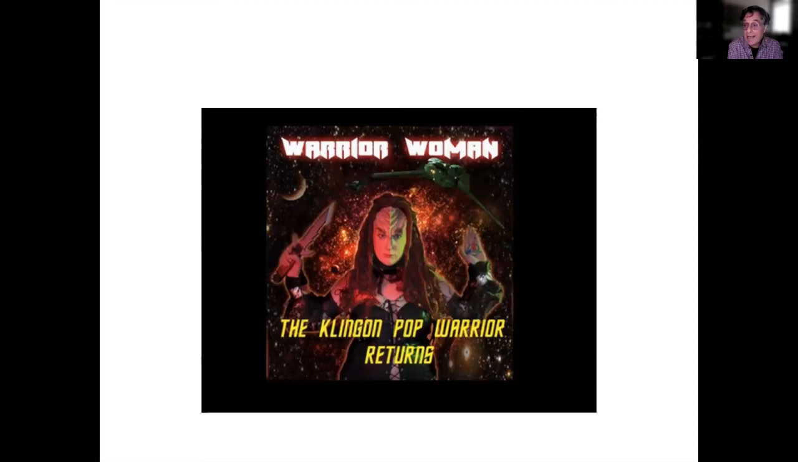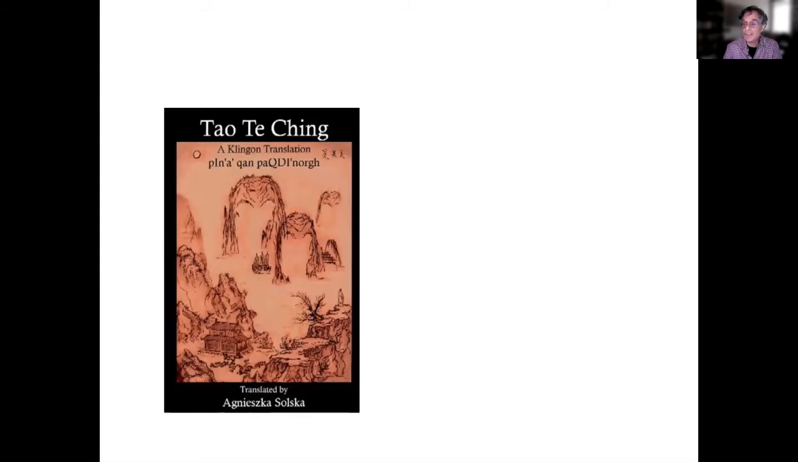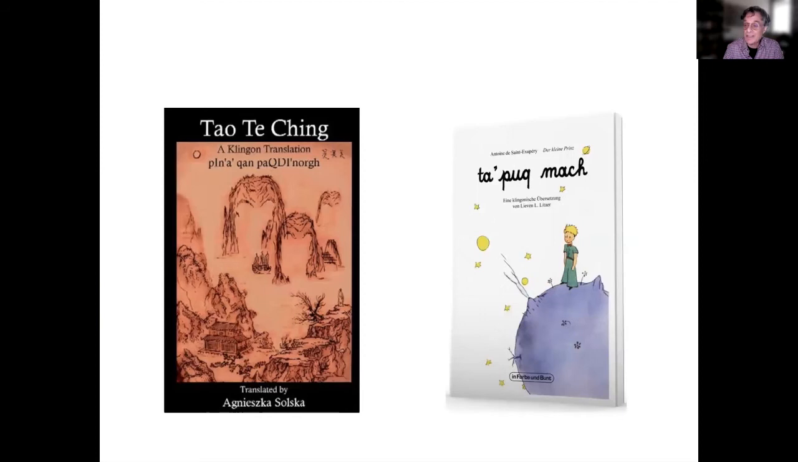There's translations of works of literature. There's the Epic of Gilgamesh has been translated into Klingon. Sun Tzu's The Art of War, which makes a lot of sense, actually, for that to be in Klingon. There's also the Tao Te Ching. The Klingon name of that translates as Teachings of the Old Master. And on the other end of the spectrum, there's The Little Prince, has been translated into Klingon. You can get the German Klingon version. There's no such thing as the English Klingon version because of copyright stuff.